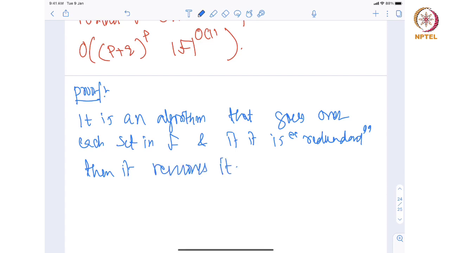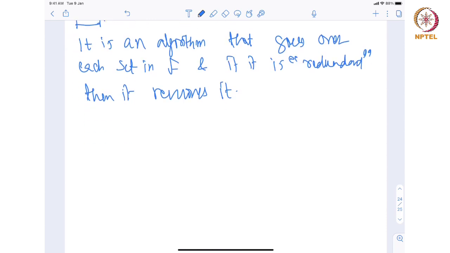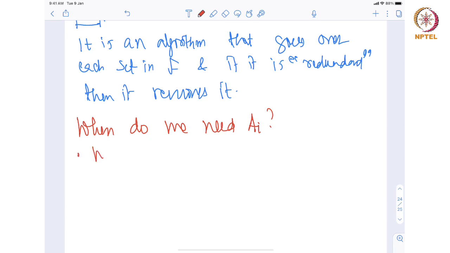So this is an algorithm. What does it do? It goes over each set in F, and if it is redundant, then it removes it. And what are we trying to achieve? We are trying to get an F which is minimal. So let us ask ourselves, when do we need AI, or rather, when is AI essential? It is not redundant.